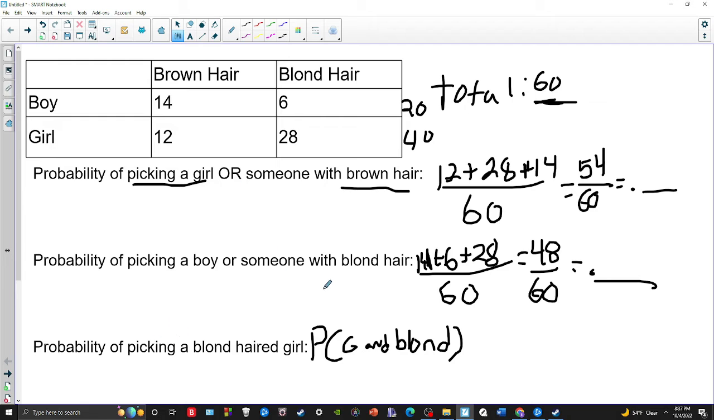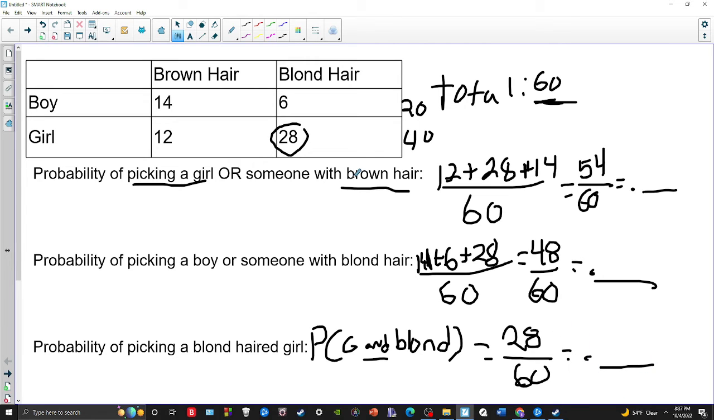The probability of picking a blonde-haired girl is someone who is a girl and blonde, which in this case, the only number that satisfies that is 28. 6 is not part of the girl category. 12 is not part of the blonde-haired category. The and means that your number needs to satisfy both conditions at the same time, in which case 28 is the only number that does that. So it'd be 28 out of 60, and whatever decimal you get, that's your answer.